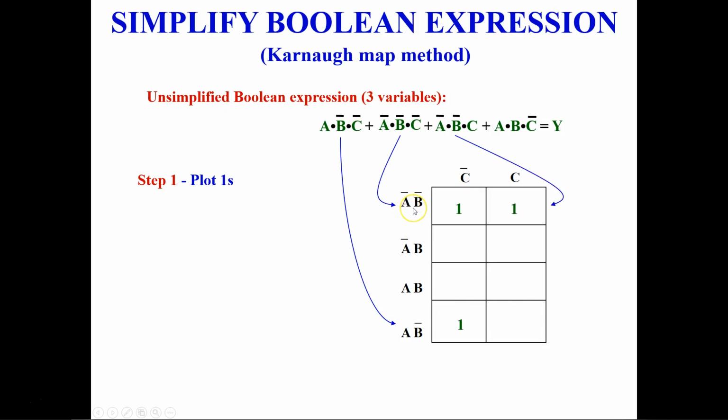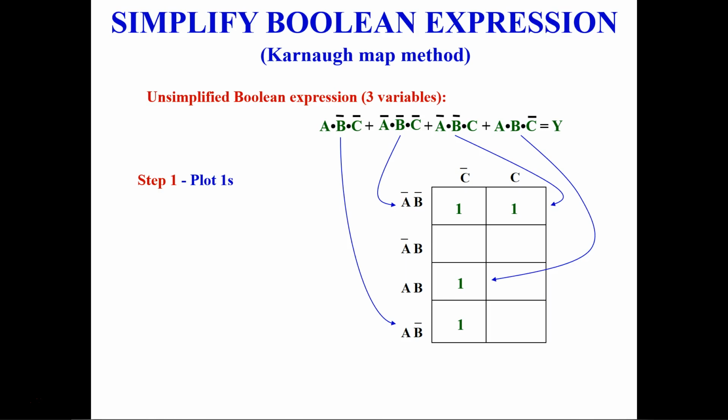So now we already know how we have put these ones. We looked into the Boolean expression, and based on that we have put 1 in these spots, and in the rest of the places you can just put zeros if you want. And then the next important step after putting it into the table is grouping.